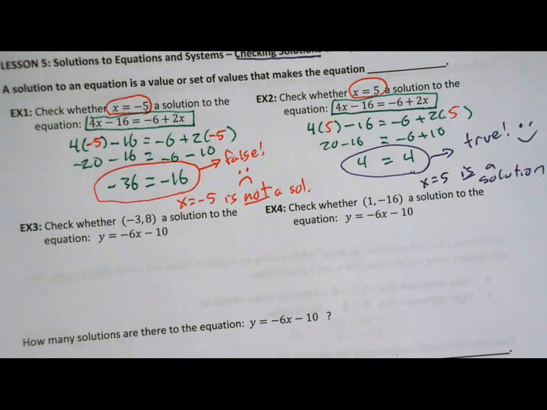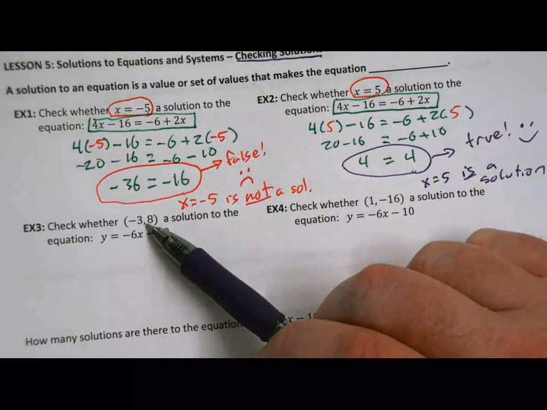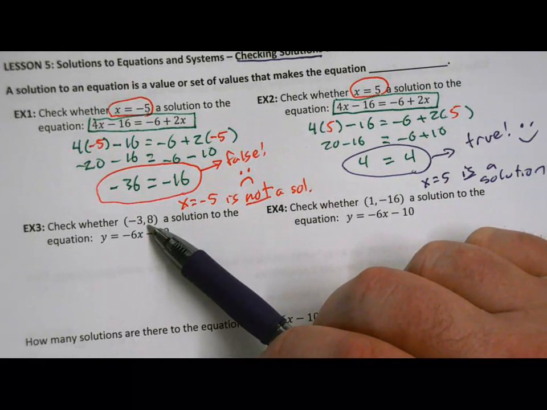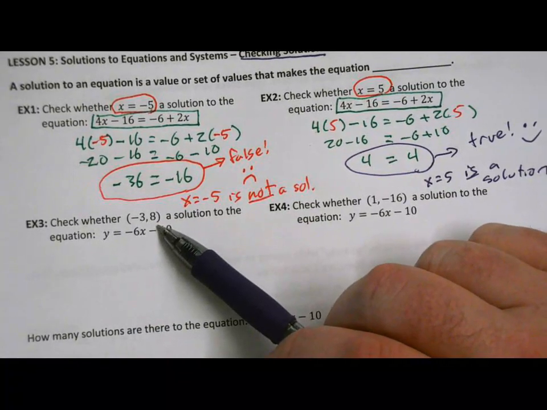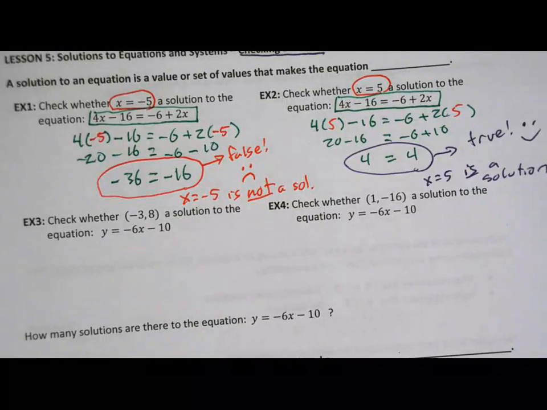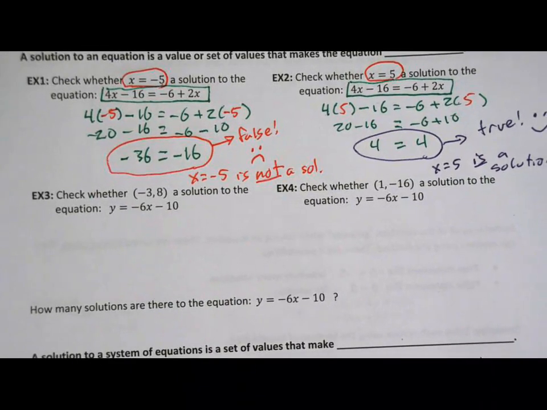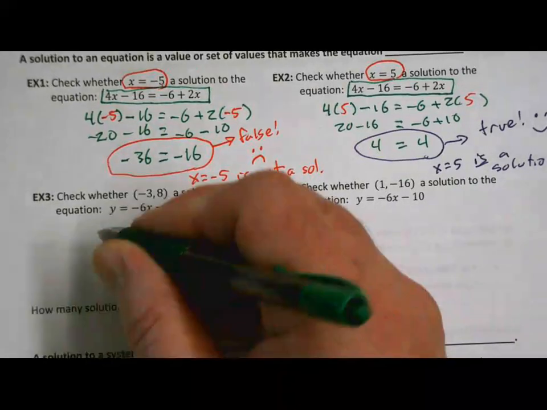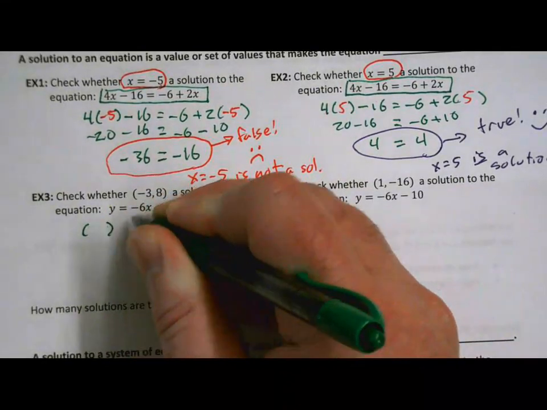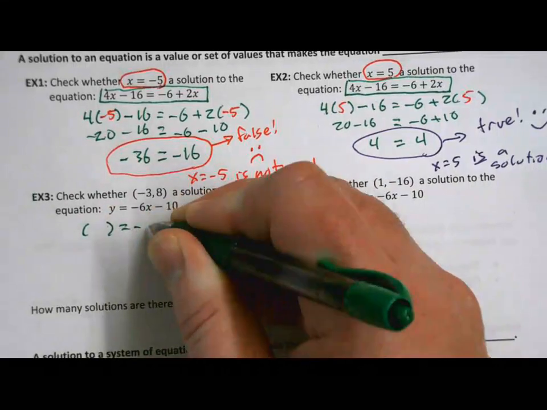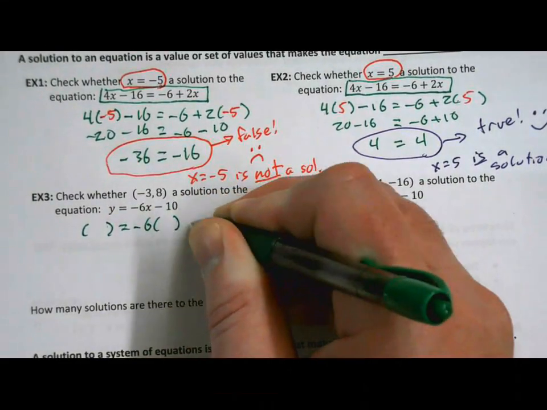All right. Okay. Now, when we're checking a solution that looks like this, it gets a little bit trickier because -3, 8, that has an x and a y in it. So this time when I check, I'm going to need to leave a space for the y and for the x. So copy that equation down, but leave out the x's and the y's this time.